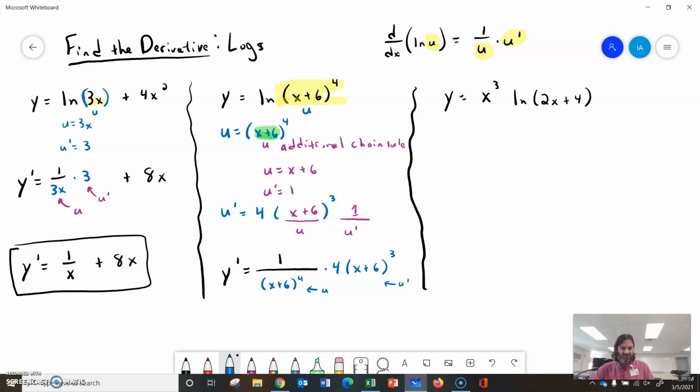But if you notice, if you put this on top of each other, there's 3 x plus 6's on the top and 4 x plus 6's on the bottom. So that can clean up to be just 4 over x plus 6. Whether you clean it up or not is irrelevant. I just want you to see that sometimes they do come out to be something nicer. If you leave it as the previous step, it's fine.